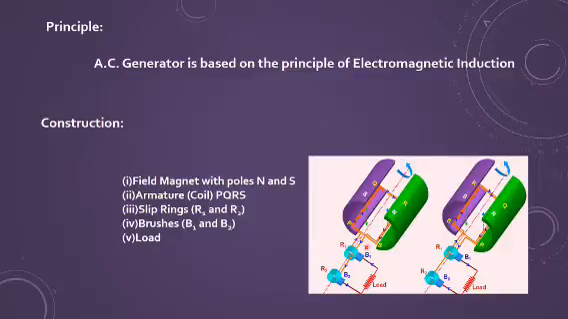For small dynamos we use the horseshoe magnet, or you can say the U-shaped magnet, and for high generation we use a strong electromagnet. But in the diagram we are simply showing the two pole pieces, which are N and S, and of course the field will go from N to S. Next is the armature coil, which is PQRS. This is the armature coil.